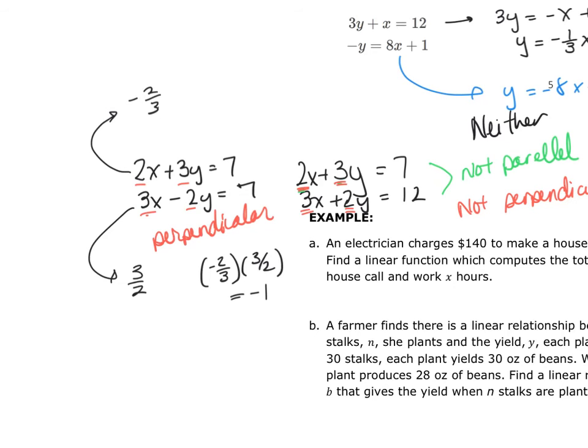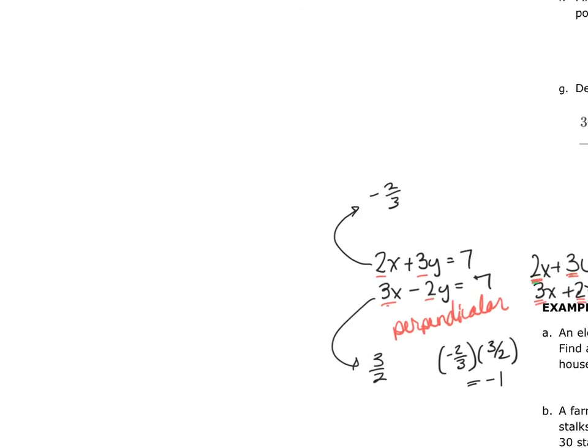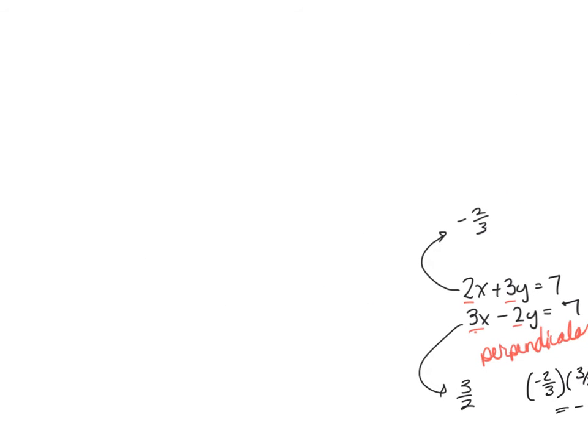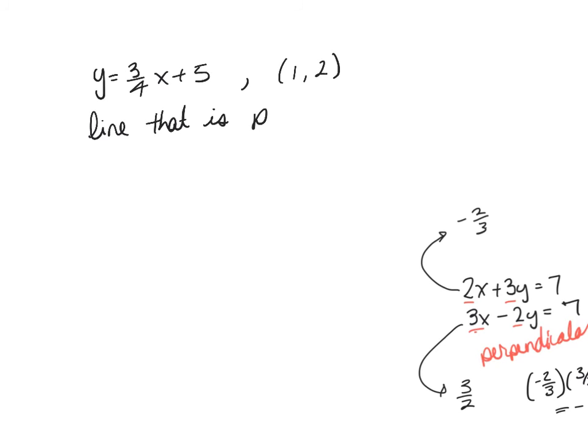We're gonna flog this a little bit just to make sure that you all have all the things that you need for your homework. So suppose you have the line y is equal to 3/4 x plus 5, and you have this point (1, 2). If you want a line that is parallel and through that point, then you would set it up like this.